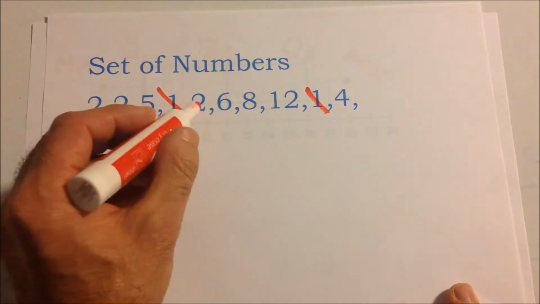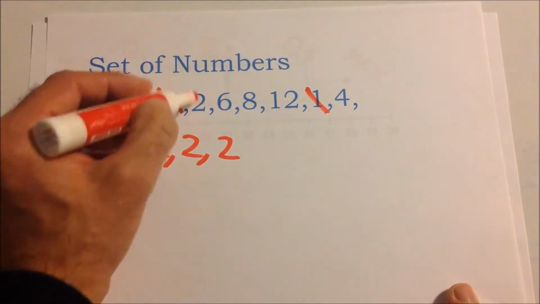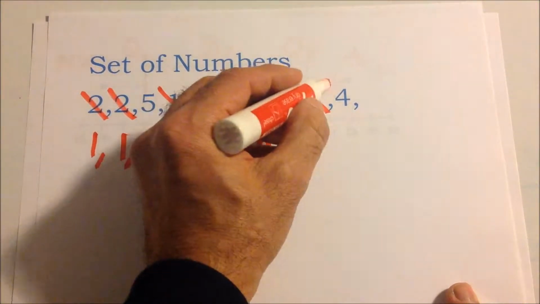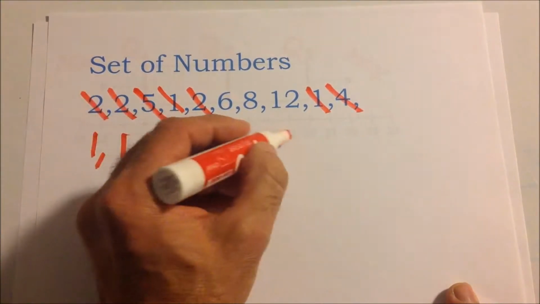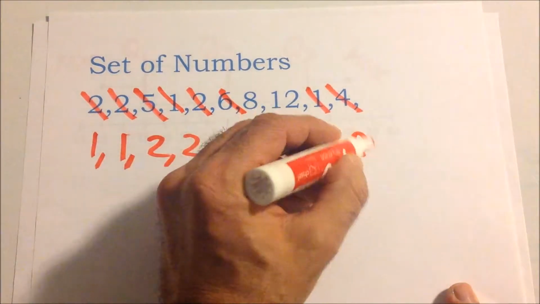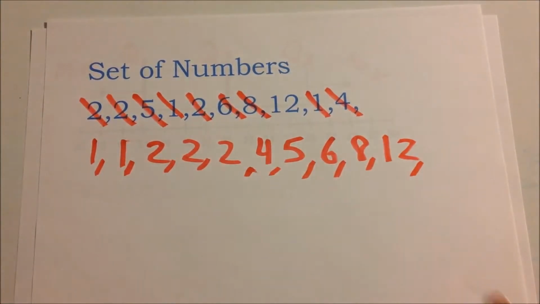Then we have 1, 2, 3 2s. Then we have a 4. We have a 5. A 6. An 8. And a 12. So now we've put the numbers in order. From there we can make our box and whisker.